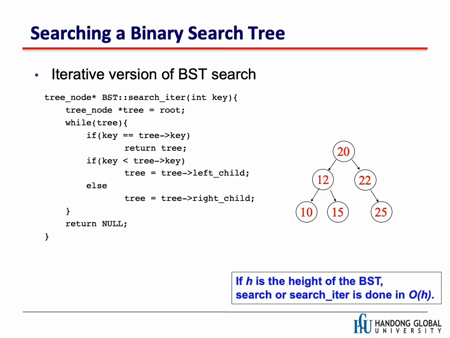If the tree key is the target key, then it will return tree. Okay. Otherwise, if the key is less than the tree key, then we move to the left subtree. Otherwise, we move to the right subtree. That's it. And we go back to the top of this loop, and we check if the key is the same as the tree key. Okay, so this is an iterative solution for searching.